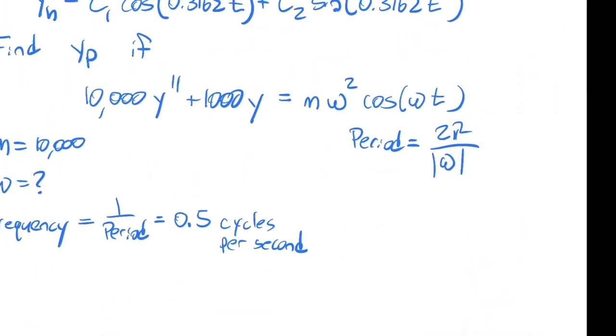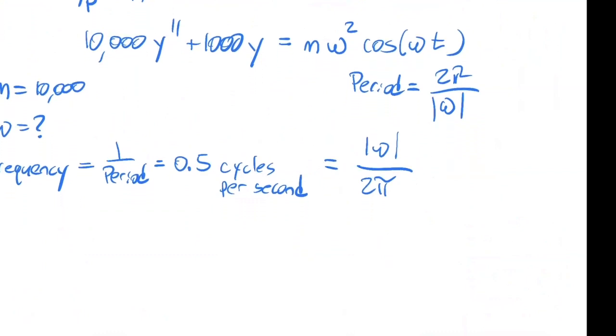Yeah, so we were trying to figure out what omega is, and so we can use the fact that we have 0.5 should equal 1 over the period. So that should equal the absolute value of omega over 2 pi. And so solving for omega, we would get exactly that omega is pi. That's right.